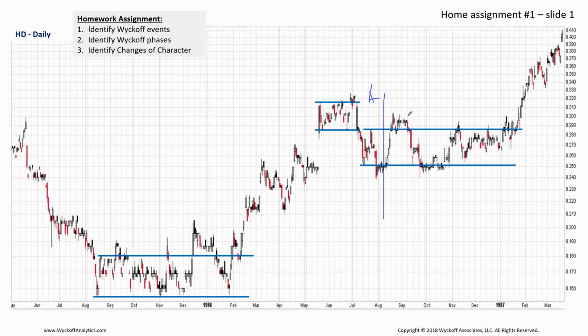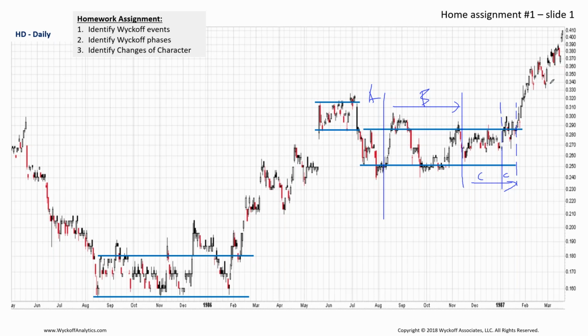Phase A. Then phase B probably goes to what? To this point right here, right? Yes. And then phase C is going to either be concluded here or it's going to be concluded here. So we have two scenarios here. Okay, so is there any other labeling that we need to do here? Where is our phase D?